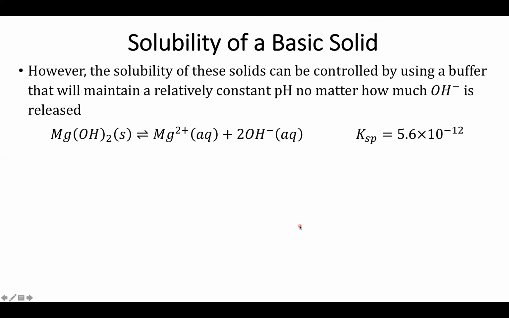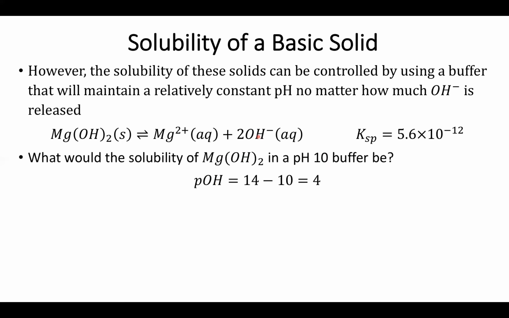So one of the cool features about buffer solutions is they tend to keep the pH no matter how much or how little hydroxide is introduced to the system. Because if I keep adding hydroxide to a buffer, the pH shifts a little, but it pretty much stays relatively constant. So let's go ahead and try and apply this to an ICE table solubility system. So what would the solubility of this magnesium hydroxide be if I put it in a pH 10 buffer?